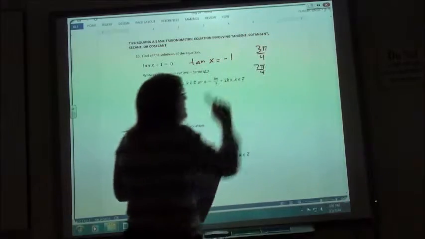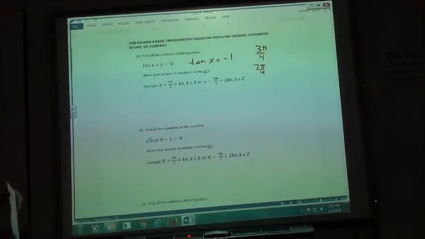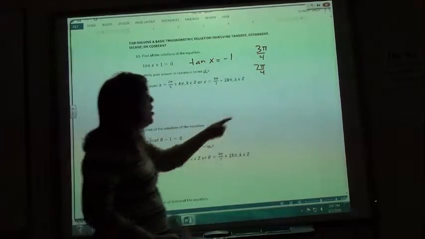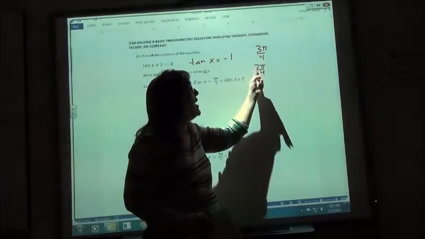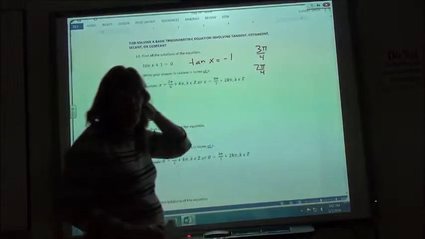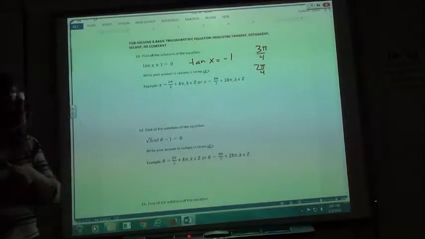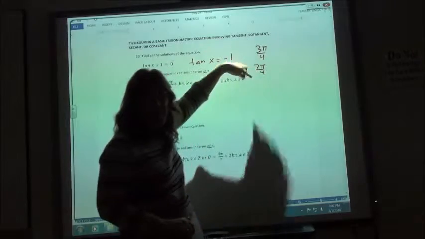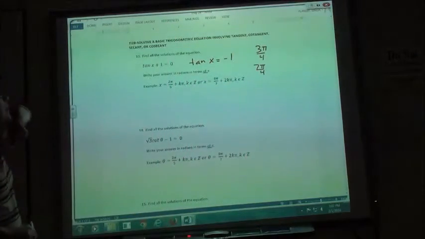Now notice that those are again 180 degrees apart from each other. 3 pi over 4 is 135 degrees, 7 pi over 4 is 315 degrees, but on tangent and cotangent, that's pretty much always going to happen, is that these are 180 degrees apart because its period is only pi and not 2 pi. So these ones we're going to be able to combine into just the one answer, like the very first problem on the previous ones.